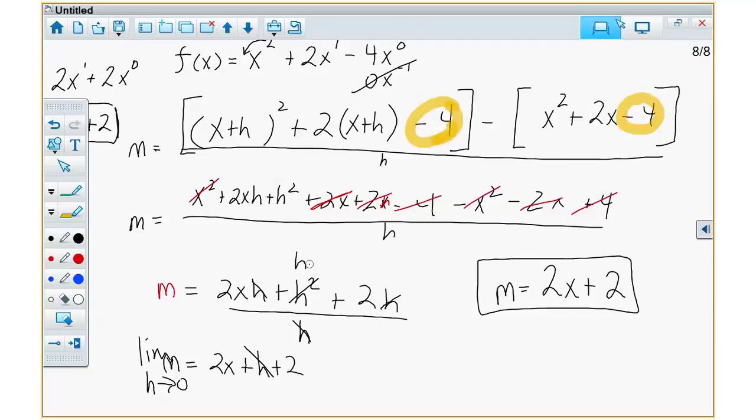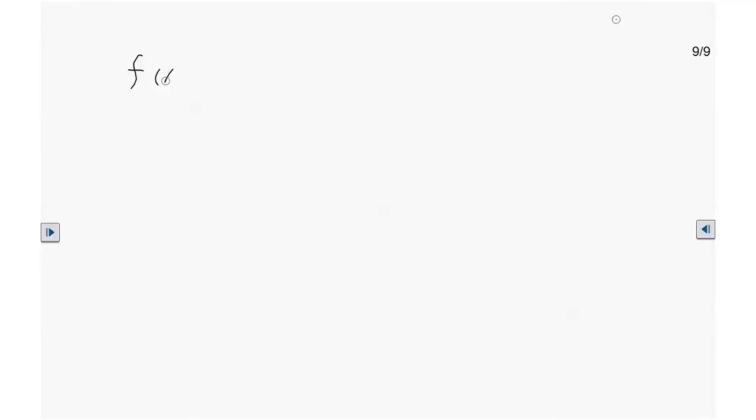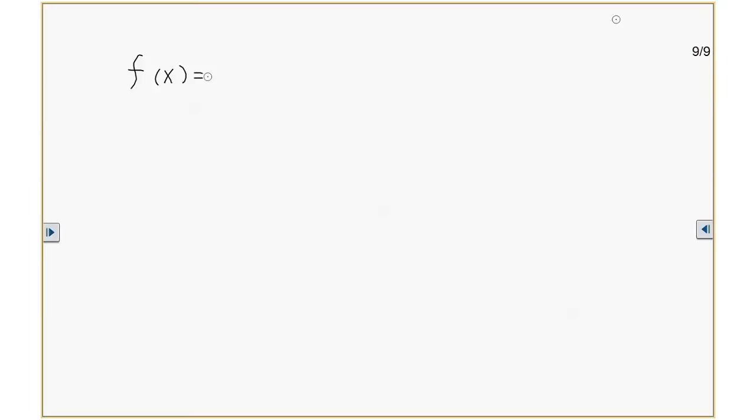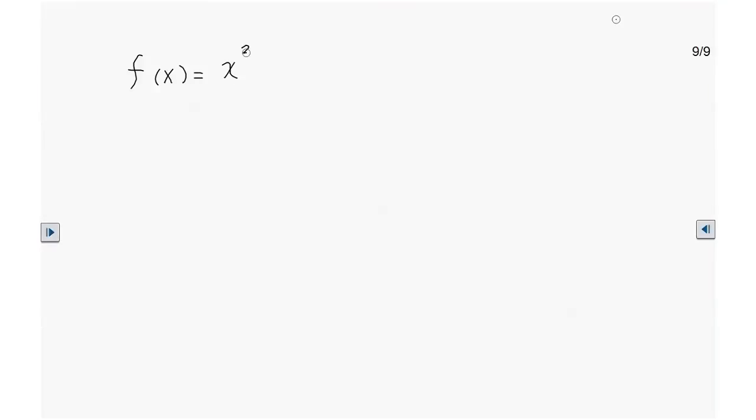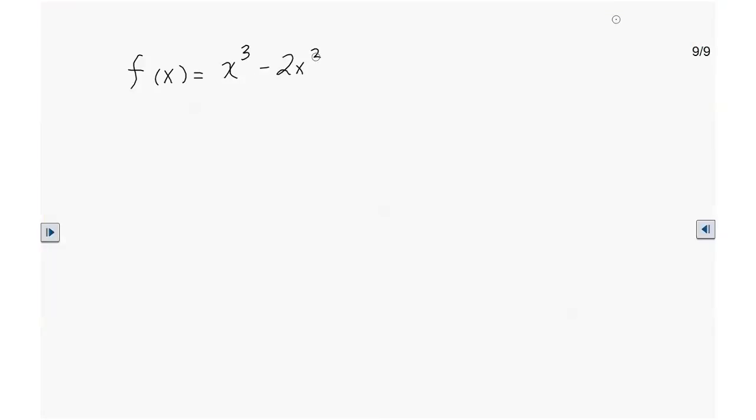And you'll learn that Thursday also. Y'all let me be in charge for a while. All right. F of x, that was good, is equal to x cubed minus 2x squared plus x.